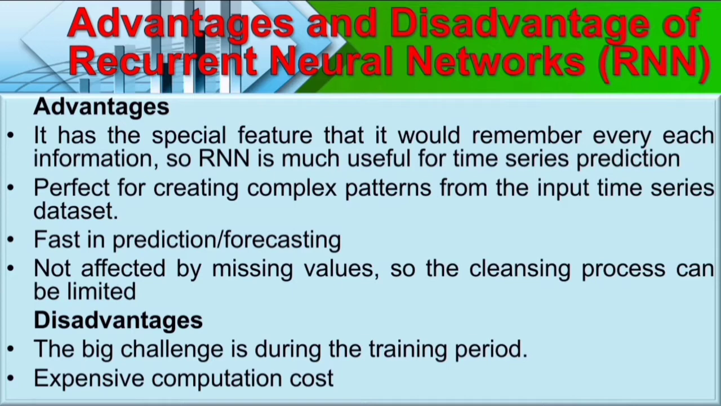So RNN is much useful for time series predictions. Number 2. Perfect for creating complex patterns from the input time series dataset. Number 3. Fast in prediction or forecasting. Number 4. Not affected by missing values, so the cleansing process can be limited.